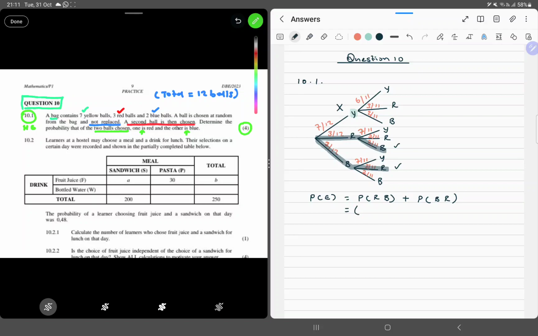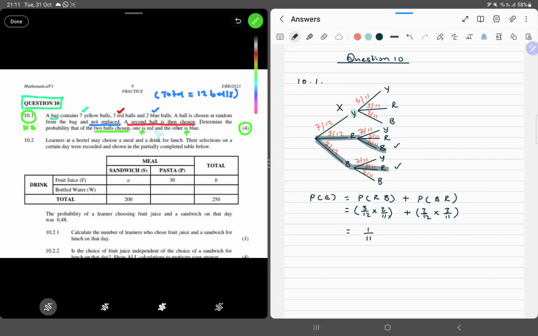Okay, so now let's deal with this one. What would be this probability? So up the arms we multiply. So this is going to be 3 over 12 times 2 over 11. We close that bracket plus this branch here. It's going to be 2 over 12 times 3 over 11. Okay, so once you get here, you can just put it in the calculator and the answer is going to be 1 over 11.